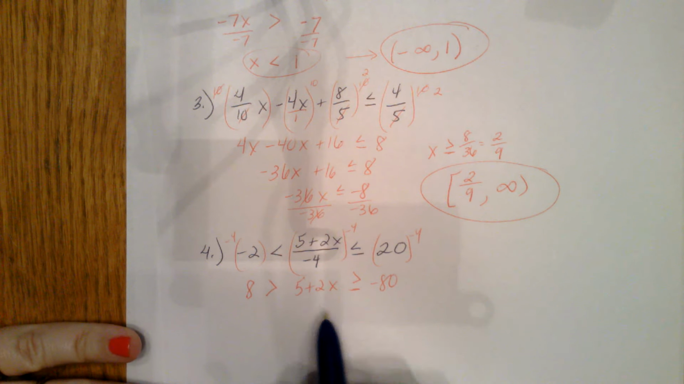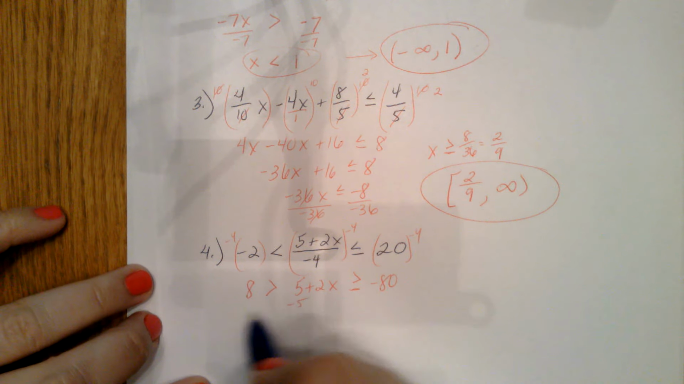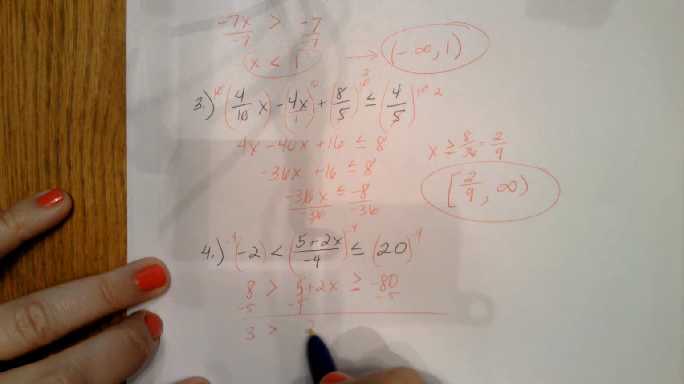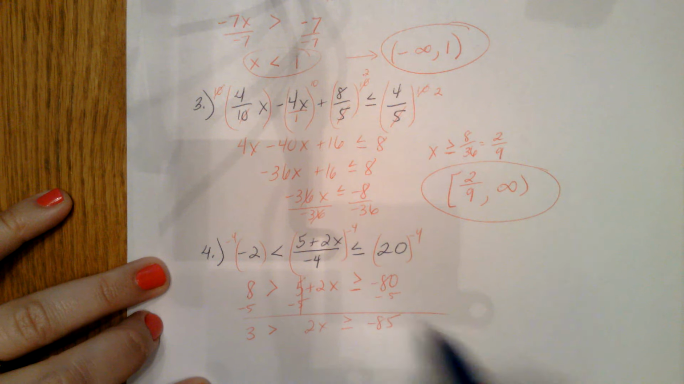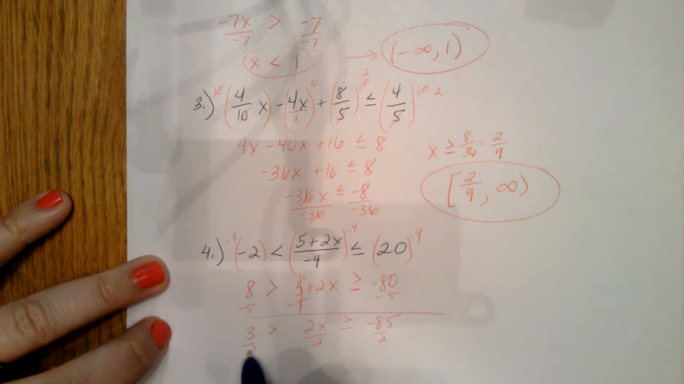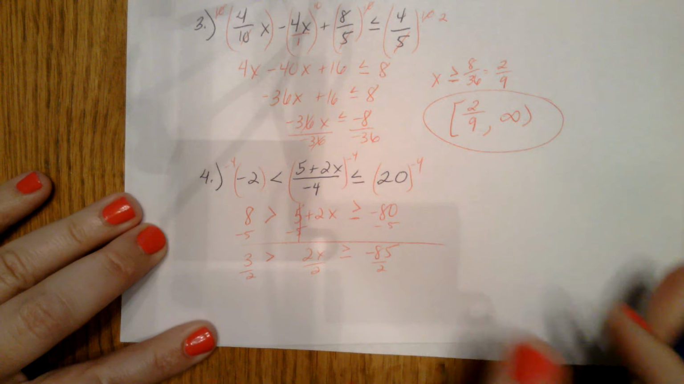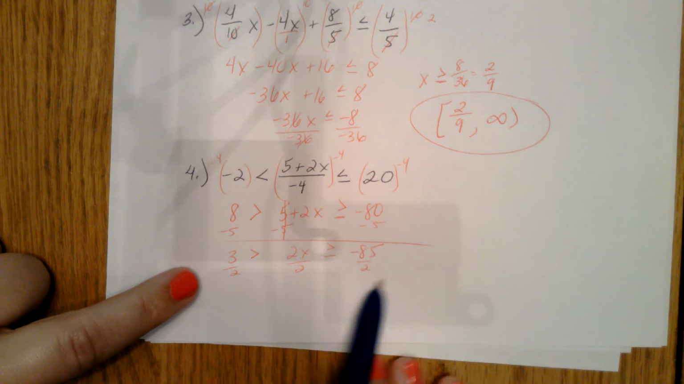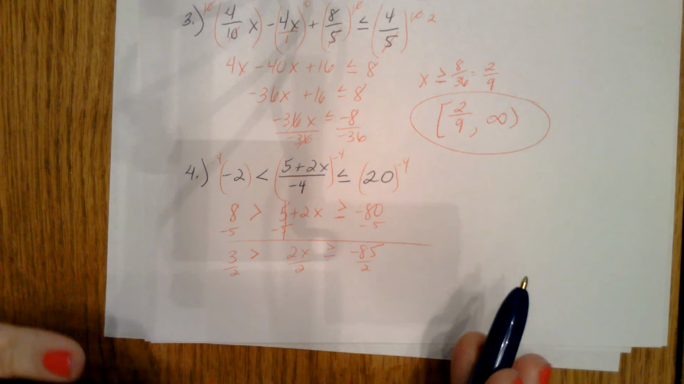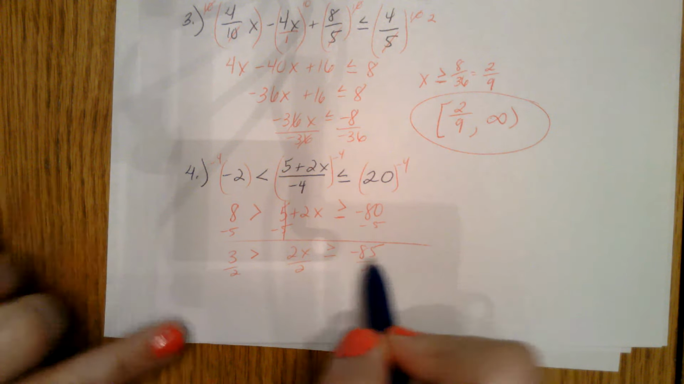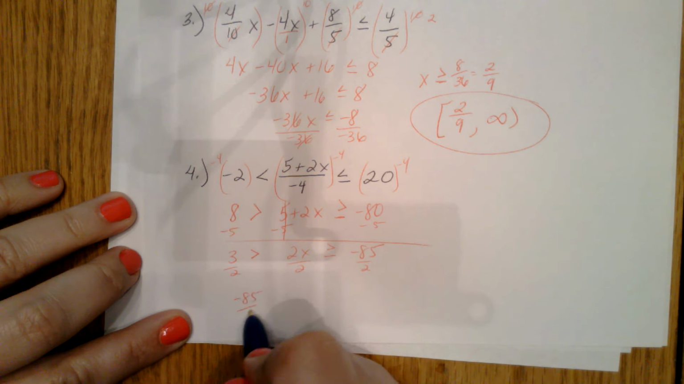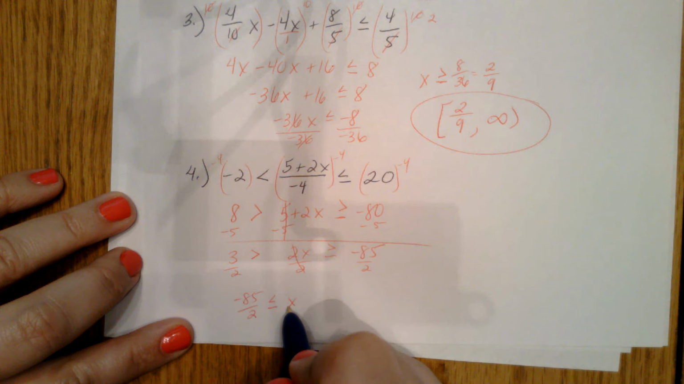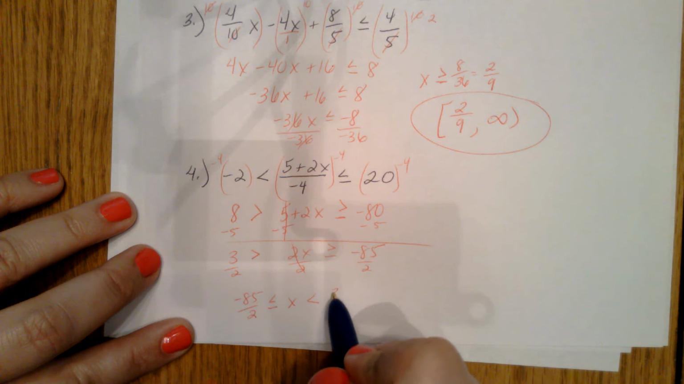Again, we're working from the middle out, so let's take away the 5 on all sides. So that would be 3 greater than 2x greater than or equal to negative 85, and then divide by 2. So this looks a little strange because now you have your higher number and a lower number going from left to right. So you want to switch that around. So I'm just going to rewrite this backwards. So negative 85 over 2 is less than or equal to, again, I'm going backwards, x, which is less than 3/2.